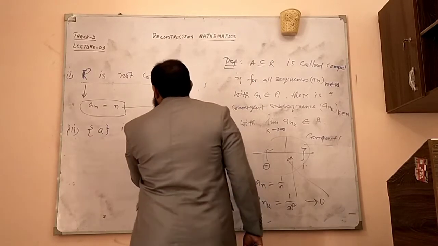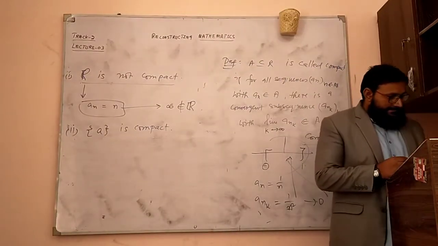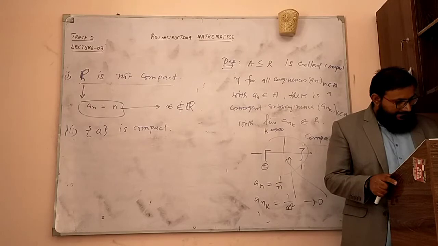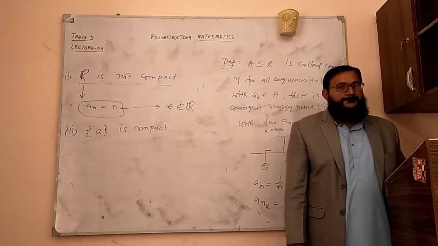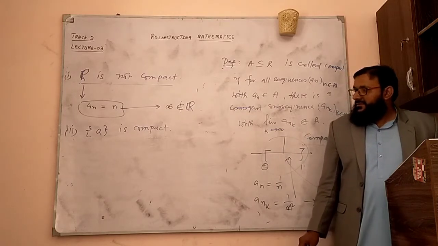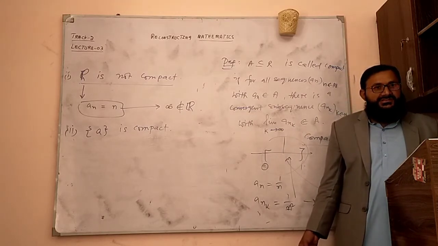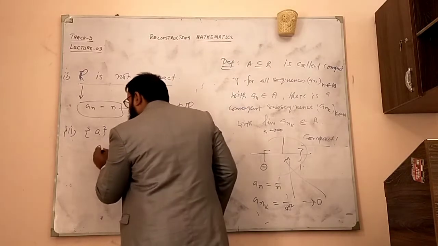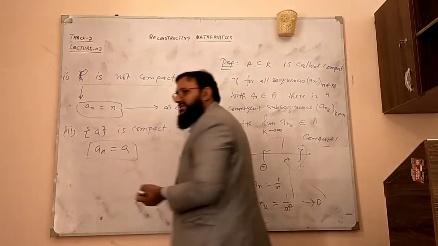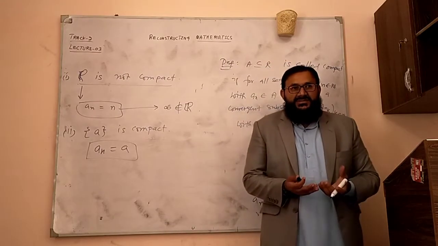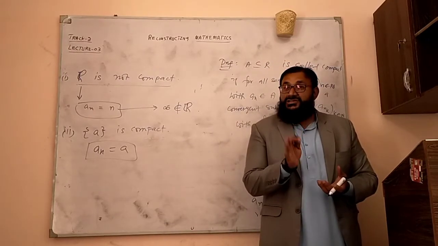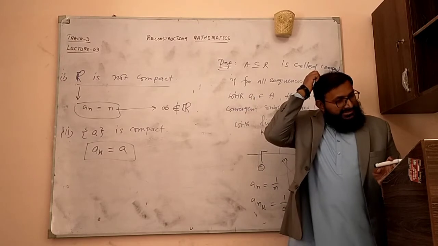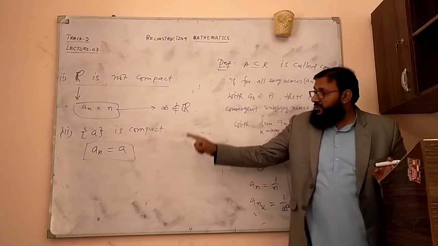A singleton set is compact. Why? The limit lies in the set. You take any sequence with all the terms in that set. So the sequence that I can think of is only one sequence with term A. The first term is A, the second term is A, the third term is A. All terms belong to your set. What is the limit? A. A belongs to your set. That's compact. All sequences means all sequences that you can make and you can think of, and the only possibility is a single sequence.